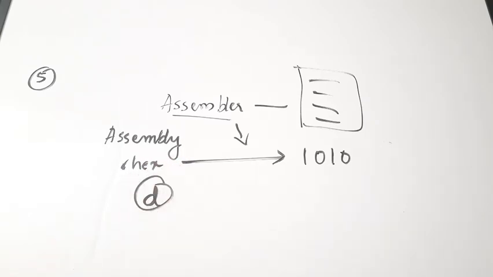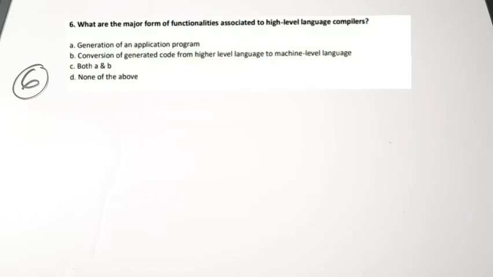Next question. That is the sixth question. What are the major functionalities associated with high-level language compilers? That is, what are the functions of high-level language compilers? A, generation of application program. B, conversion of generated code from higher language to machine language.